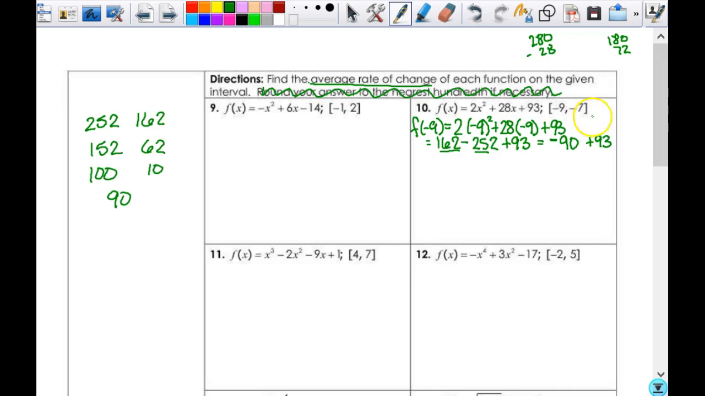So when I combine those, then I get f of negative 9 equals 3. Okay, and I'm going to underline it so I don't lose it in my work. Then I'm going to have to do f of negative 7. That's equal to 2 times negative 7 squared plus 28 times negative 7 plus 93.